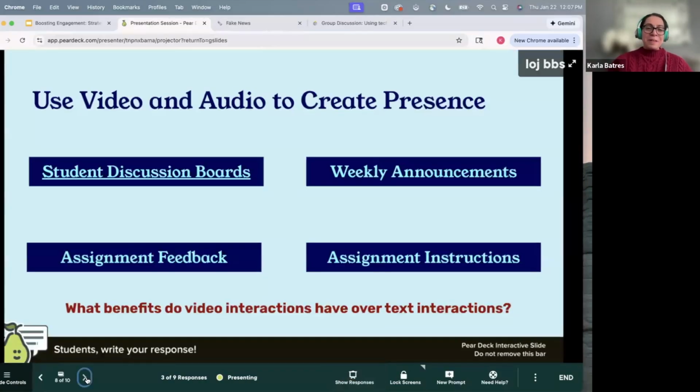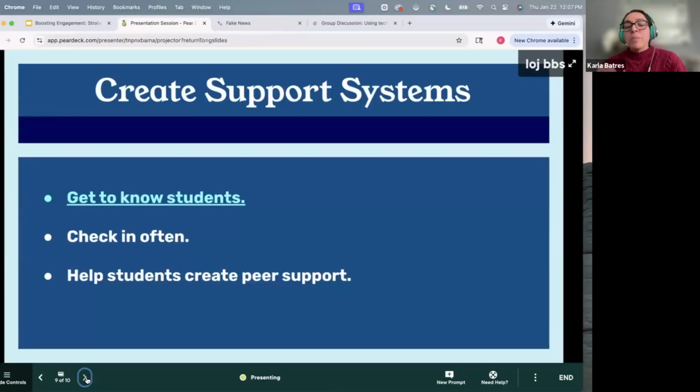Okay. Now, create a support system. Here's an important one. I don't know if this has ever happened to anyone. A student that was in your online class comes the semester after or a year after, and asks, can you write me a letter of recommendation? And you're like, I don't know you at all because I had you in an online class. I don't even know what you look like, right? So I do think getting to know students in online environments is very important.